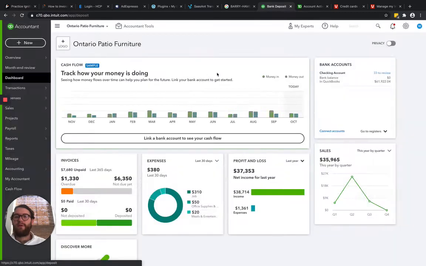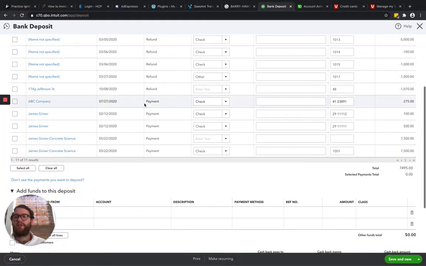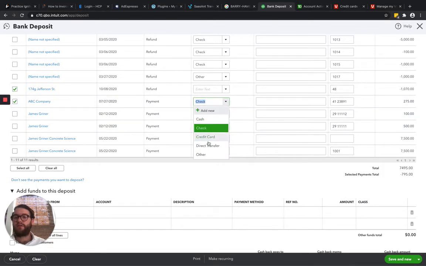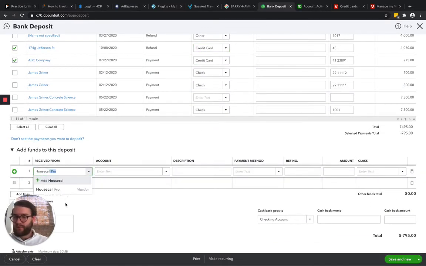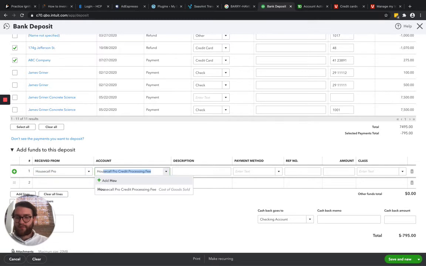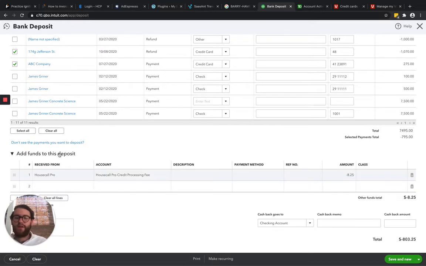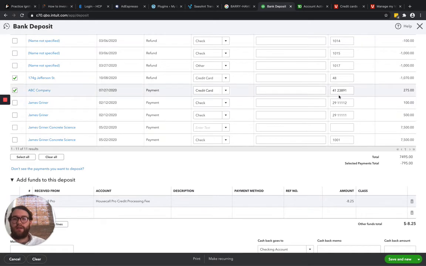When we come here to the bank deposit, the first thing we want to do is create a normal bank deposit just like we would under normal circumstances with Housecall Pro. You can see a little bit more detail on a previous video that I did. But I'm just going to put this together real quick. And that transaction should cost us about $825-ish. Okay. So now we're removing our credit card processing fees from this account here.